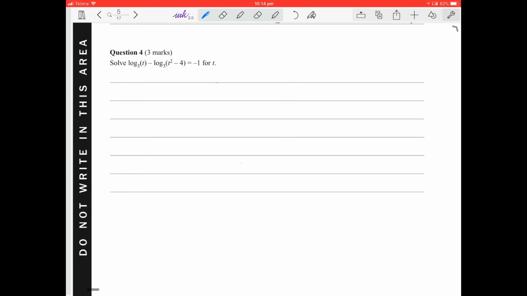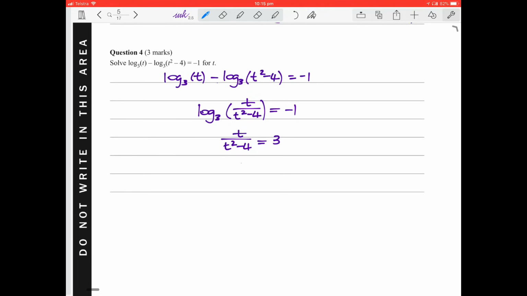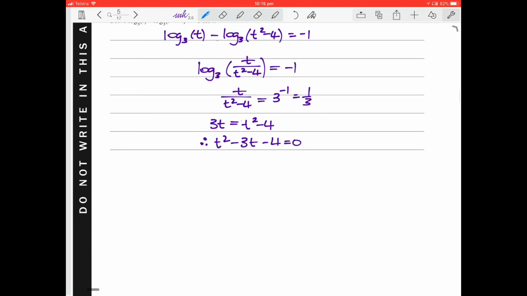Okay, we've got log 3 of t minus log 3 of t squared minus 4 is equal to negative 1. Of course, when we subtract, we divide with our logs. So we can say log 3 of t on t squared minus 4 is equal to negative 1. So we get t on t squared minus 4 is equal to 3 to the negative 1, which is equal to 1/3. So let's cross multiply. We're going to get 3t is equal to t squared minus 4. So t squared minus 3t minus 4 equals 0.